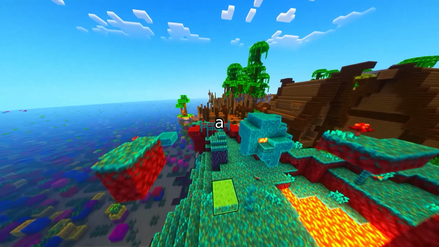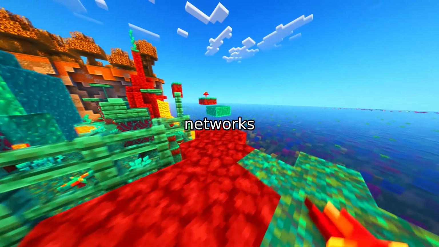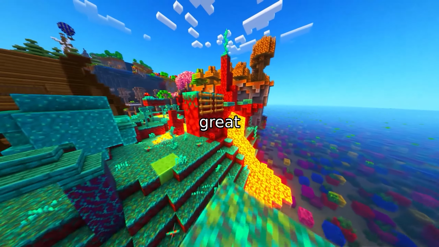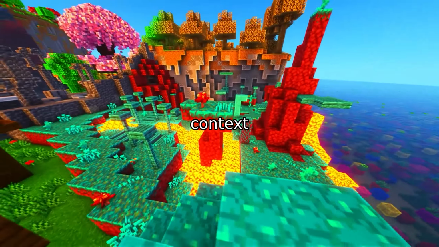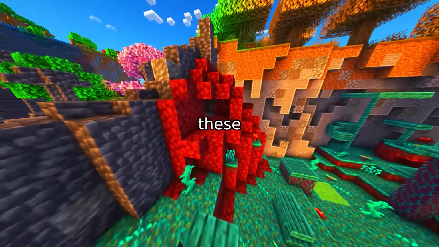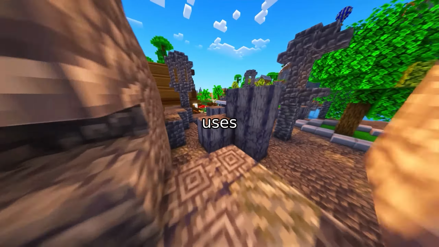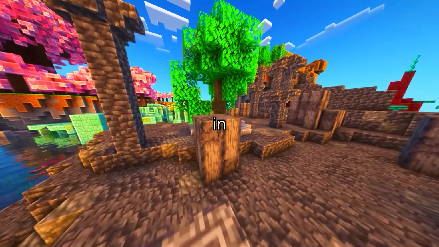First up, Convformer, a 2024 breakthrough that's like a dream team of AI techniques. Think of convolutional networks as the pattern-finding experts. They're great at spotting edges, textures, and shapes. Then there's the Transformer, which acts like a context wizard, understanding how those patterns fit into the bigger picture. By blending these two, Convformer creates stunning images but uses way less power. Perfect for your smartphone camera, which doesn't have a supercomputer in its pocket.